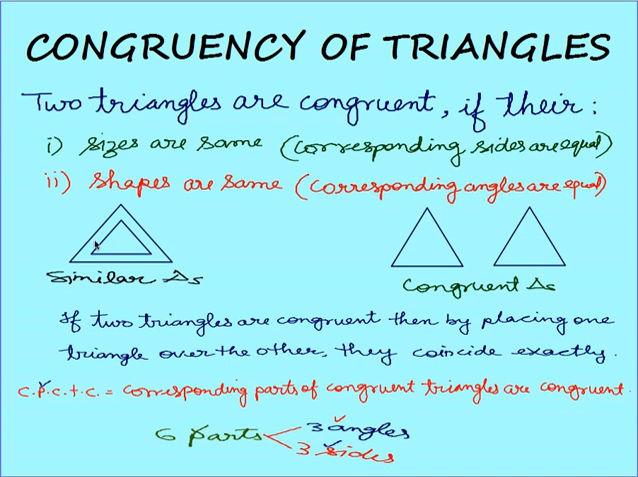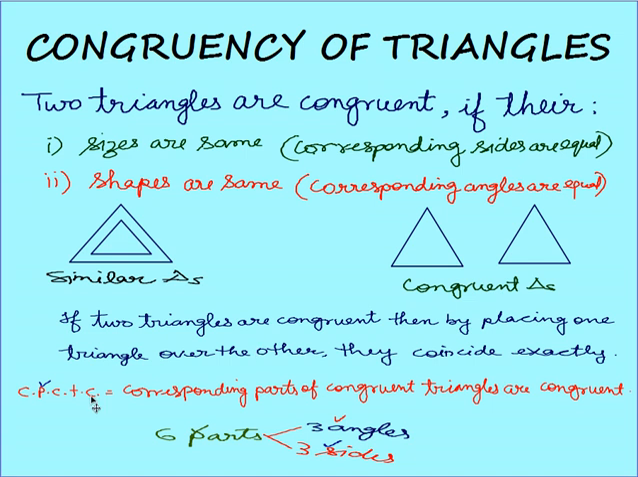So like this triangle, one triangle can exist inside the other. In congruency, if we place one triangle over the other, if you see here, they coincide exactly. So if you put one triangle on the other, they cover it fully. That is the property of congruency, meaning they are exactly equal.